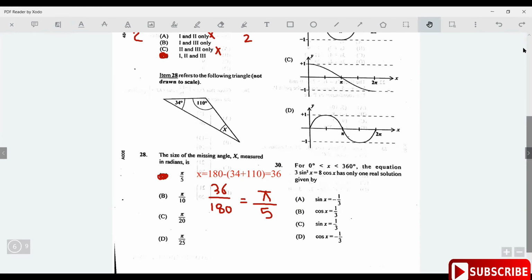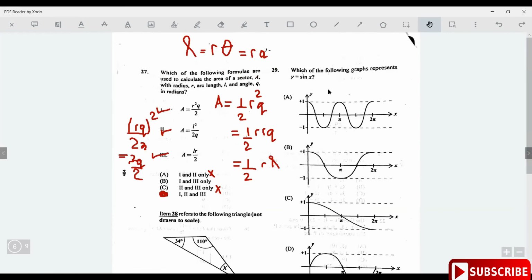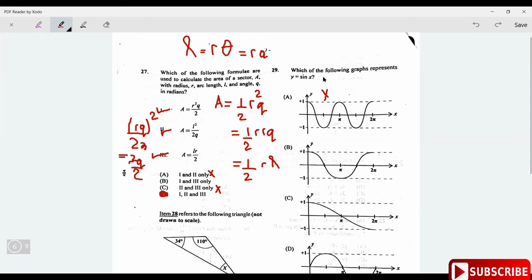Question 29, it says, which of the following graphs represents y equals sine x? First and foremost, sine x doesn't start at 1. Sine x starts from 0 because the sine of 0 is 0, meaning when x equals 0, the y value is supposed to be 0. So this is out, this is out, this is out. There's only one option that has (0, 0), which is option D.